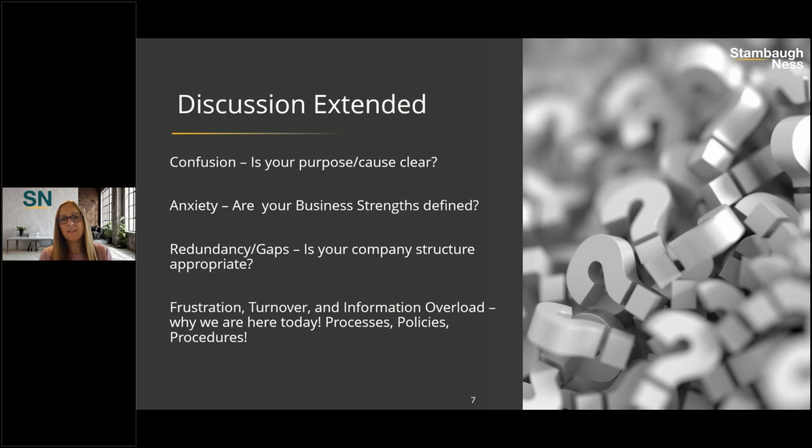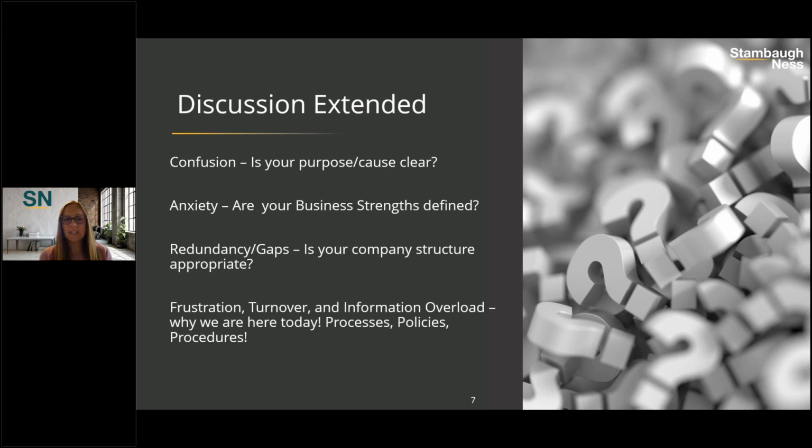If you're finding that there's redundancy and gaps, I wonder, is your structure appropriate in your organization for the type of work, service, products that you make? And so we'll be digging into that a little bit more in depth in that last session here in September. So more to come on that.